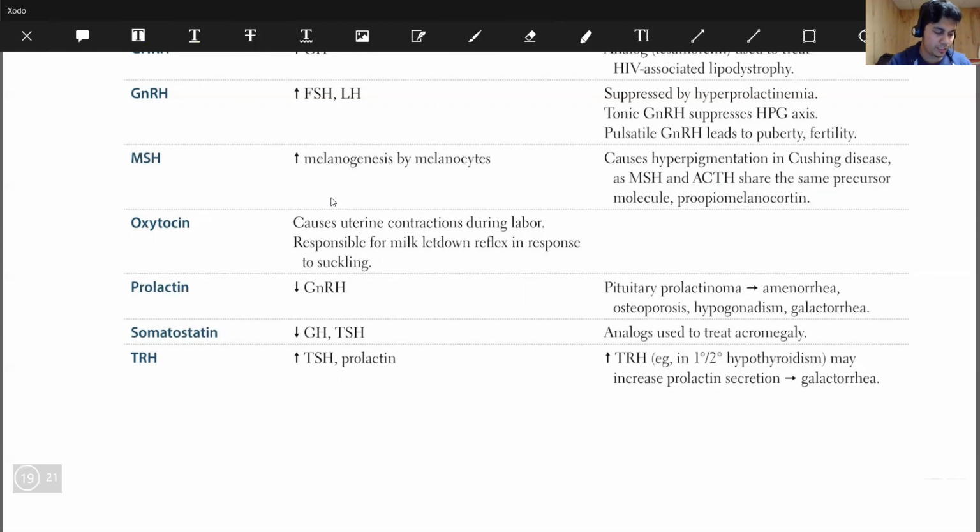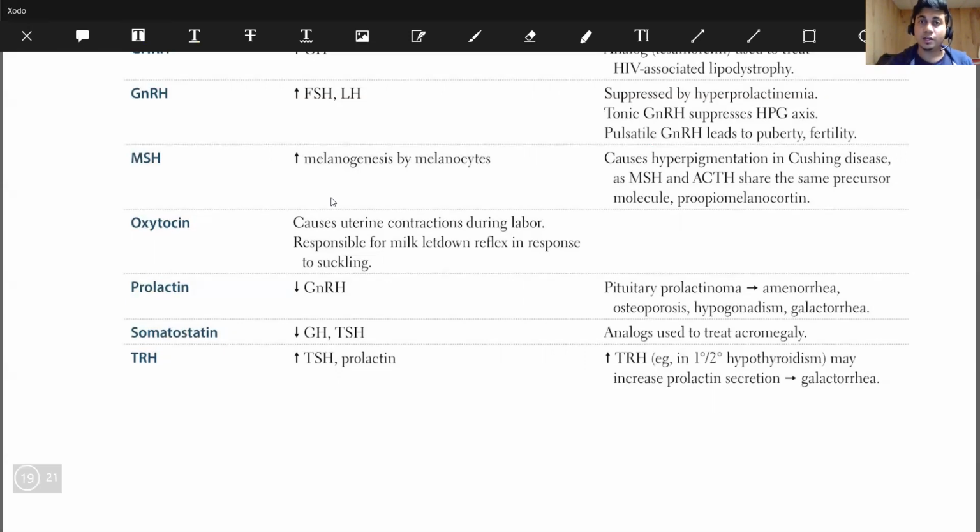Now, one type of hypercortisolism is called Cushing disease. Another type of hypercortisolism is called Cushing syndrome. In Cushing syndrome, there is more cortisol in the blood. That means your adrenal gland is producing more cortisol. But if this increased cortisol level is due to increased production of ACTH from the pituitary, that is called Cushing disease.